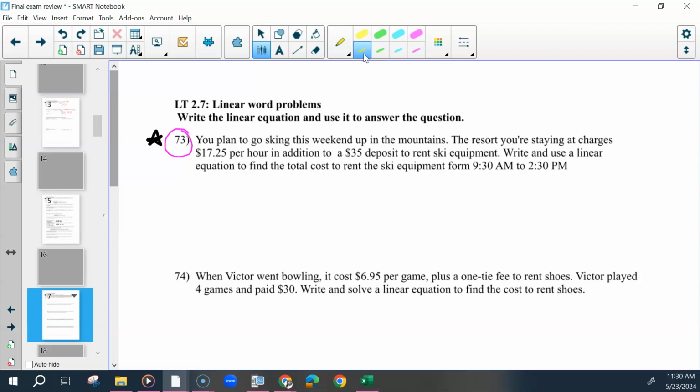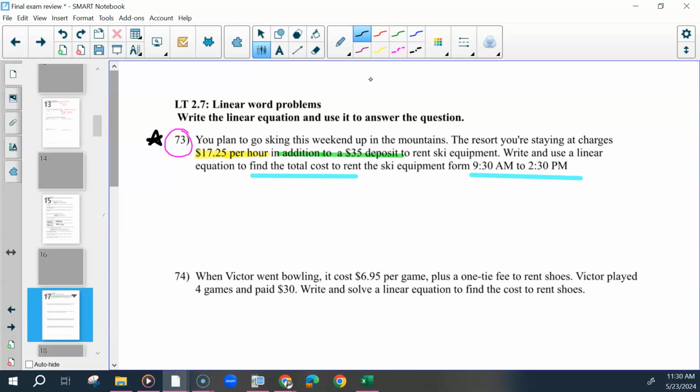When you see word problems, you want to highlight, circle, underline anything that's important. So in this one, you plan to go skiing this weekend up in the mountains. The resort you're staying at charges $17.25 per hour, in addition to a $35 deposit to rent ski equipment. Write and use a linear equation to find the total cost to rent the ski equipment from 9:30 to 2:30.